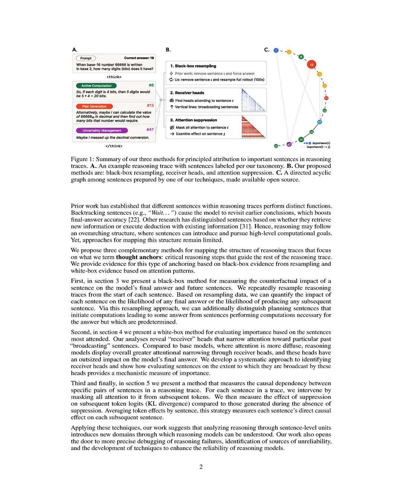Second, the white box method evaluates the importance of sentences based on attention patterns, identifying receiver heads that focus attention on specific past sentences, thus revealing which sentences are pivotal in guiding the reasoning process. Lastly, the attention suppression method measures the causal dependency between sentences by masking attention to a given sentence and observing the impact on subsequent sentences, allowing us to isolate direct effects and better understand the logical connections within the reasoning trace. By applying these techniques, we can effectively map the structure of reasoning traces, pinpointing sentences that serve as anchors and enhancing our understanding of the model's reasoning dynamics.